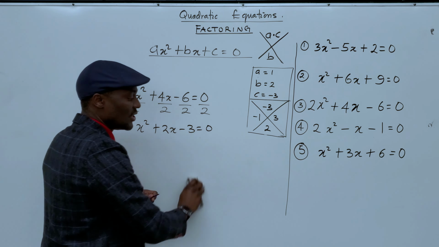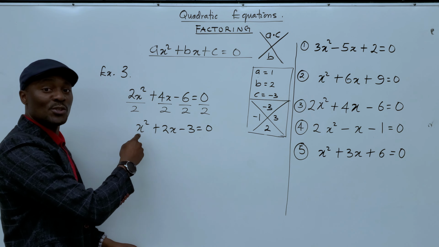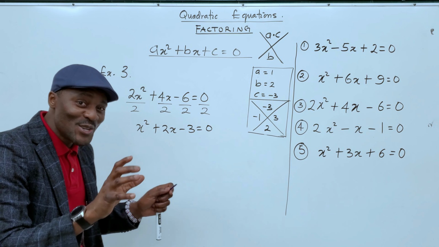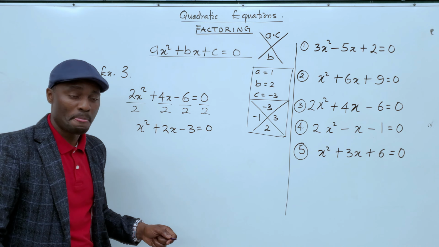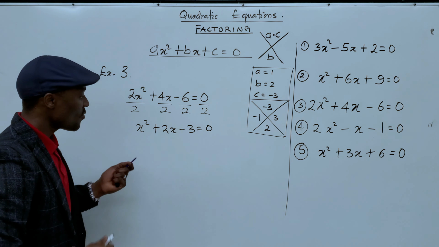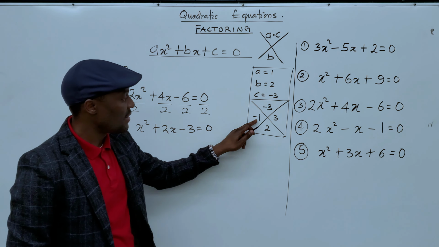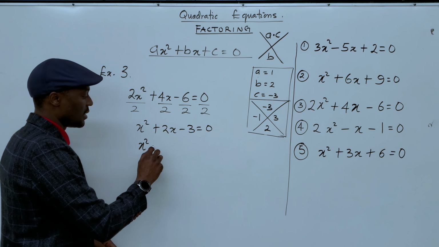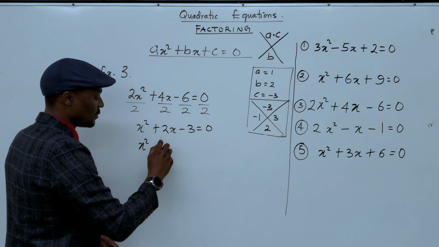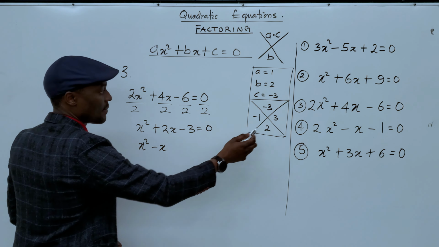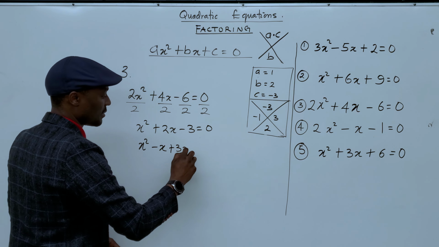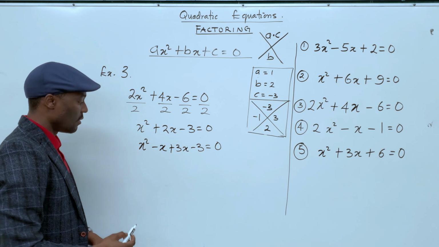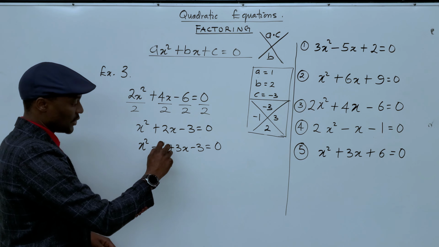Now I know. See, if I had not reduced this by 2, the options would be a lot more. So you want to reduce your options so you don't waste time on it. So at this point, I'm going to replace 2 with negative 1 and 3. So let's factor. You have x squared, negative 1 is minus 1x, which is minus x, plus 3x, minus 3 equals 0.